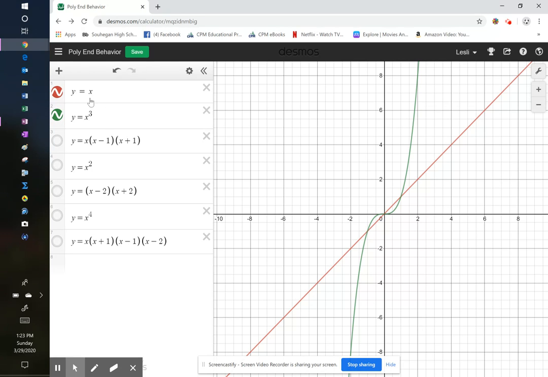So remember, this is a linear function with degree 1 going through the origin. This is a degree 3 going through the origin. And this is a degree 3, having 3 x-intercepts, one at 0, one at 1, and one at -1. And what you want to recognize here is that these odd exponents are going up from left to right when they are positive.